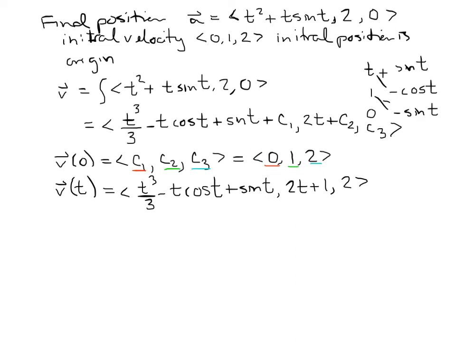This question asks to find the position. We've got to do this all again. Take the integral of every single component. Okay, here we go. Integral of t cubed over 3, so that would be t to the 4th over 12, minus, looks like I have another integration by parts or tabular.